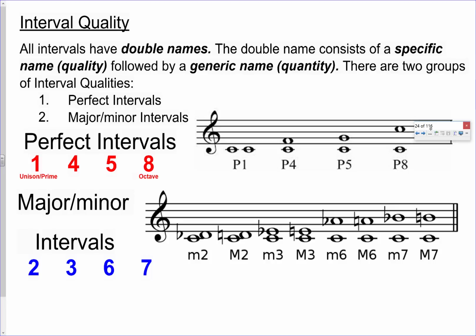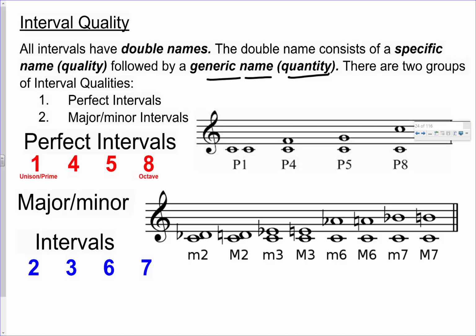Interval quality. So all intervals have double names. The double name consists of a specific name, which is the quality, followed by a generic name, which is the quantity. And the quantity we are really good at figuring out now. It's the quality or the specific name that we have to understand.